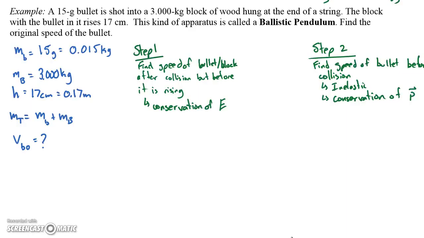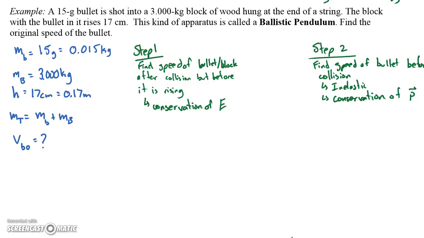Alright, so here's a second video for conservation of energy, where we're going to go over this example where we combine conservation of energy and using it along with conservation of momentum. So we have a 15-gram bullet shot into a 3-kilogram block of wood, and it's hanging on a string, and the block of wood with the bullet in it rises up.